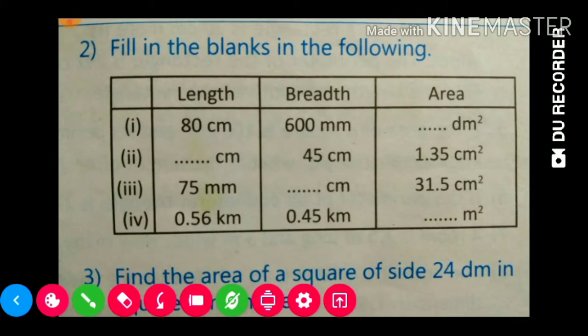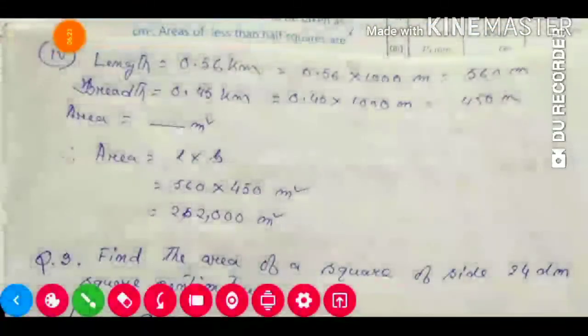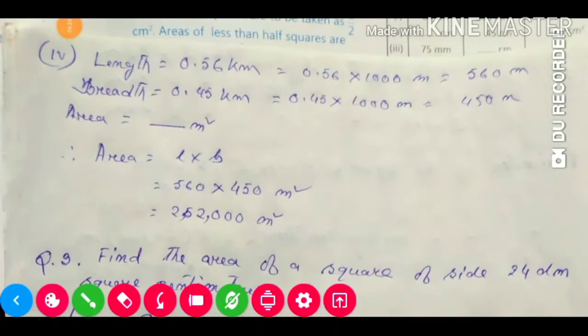So how many meters in a kilometer? 1000. We know 1000 meter is equal to 1 kilometer. So 0.56, this one we need to multiply by 1000. So it will be converted to meter. Similarly, this one also we need to multiply by 1000. So it will be converted to meter. And after that we will multiply these two, then we will get the area of this question number 4. So length is equal to 0.56 kilometer. We are multiplying this one by 1000.